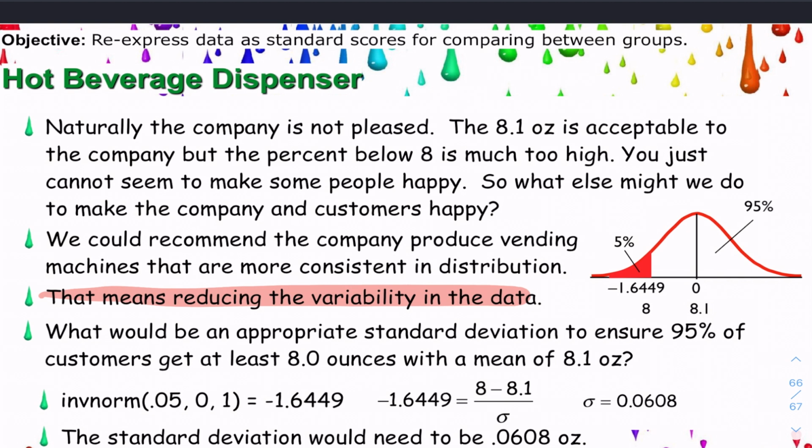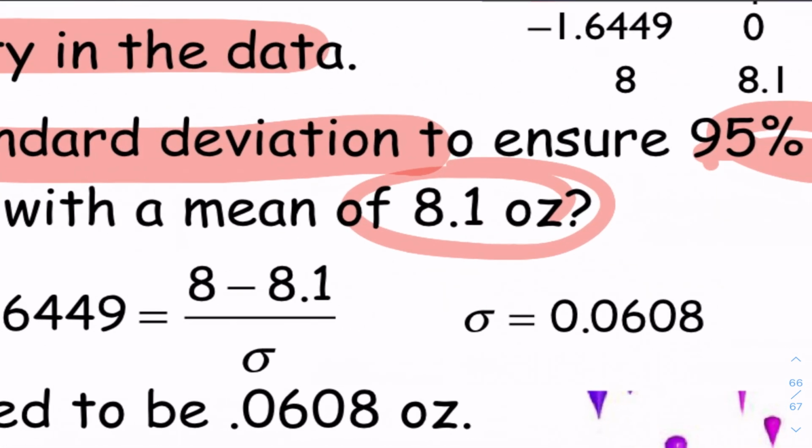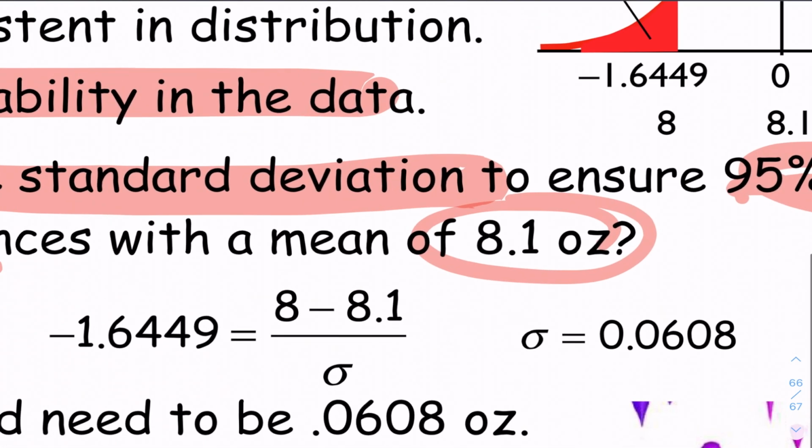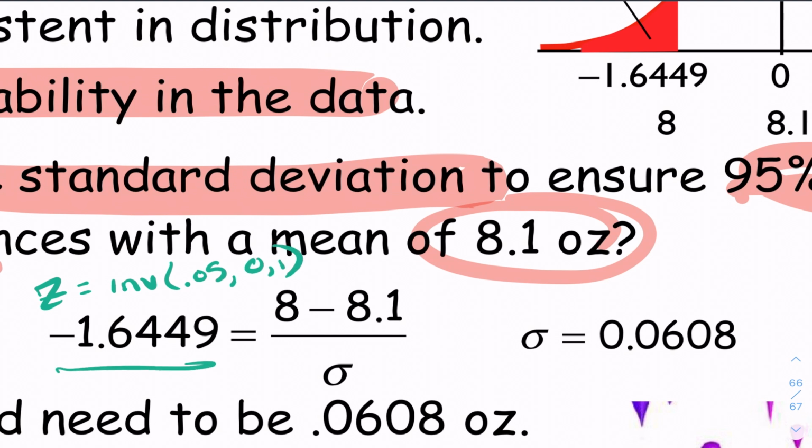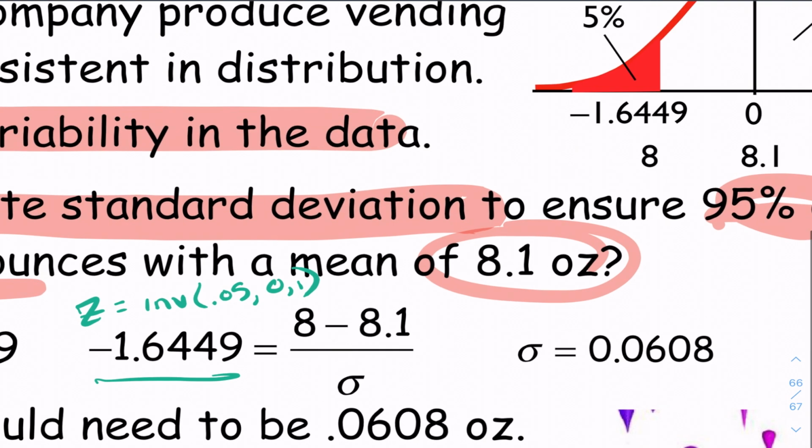If we are reducing the variability, we are changing the standard deviation to ensure that 95% of the customers get at least 8 ounces with a mean of 8.1. So this is our formula. We already know the z-score that we calculated in the first part. This is a z-score with an inverse normal of 0.05, so 95% of the customers are getting at least that amount. So we got that negative 1.6449. This is our value minus our mean, and then we're finding the new standard deviation.